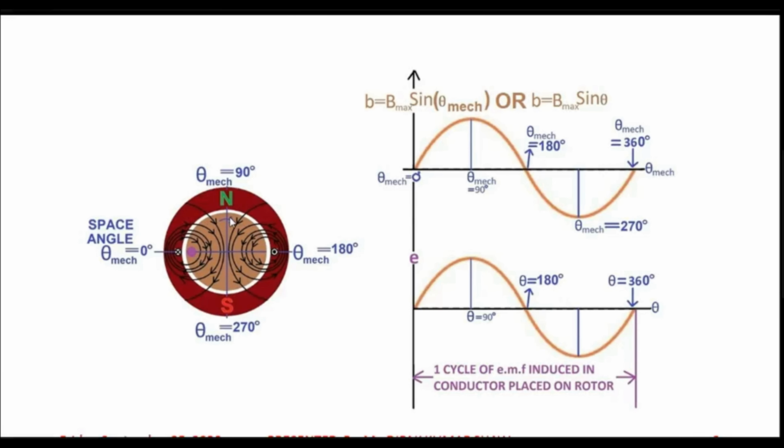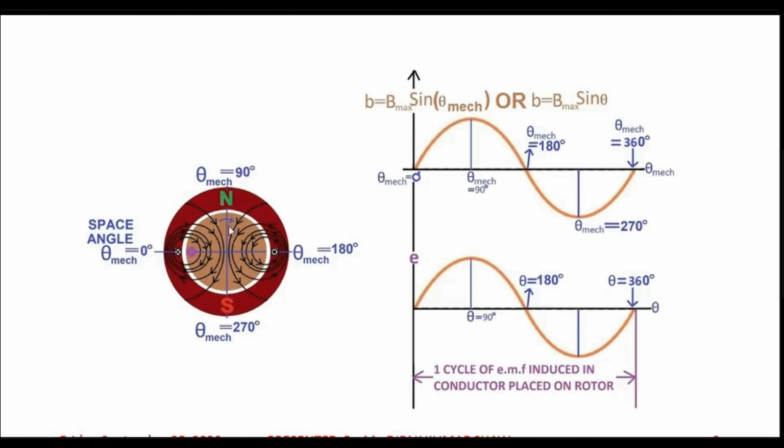If magnetic lines of flux are leaving the stator core and entering the rotor core, those will be termed as positive. So under the north pole on the stator core, what is happening? Lines of flux are leaving the stator core and they are entering the rotor core. So that's why this flux will be treated as positive. And if lines of flux are leaving the rotor core and entering the stator core, then that will be treated as negative. So that's why magnetic lines of flux under the south pole will be treated as negative.